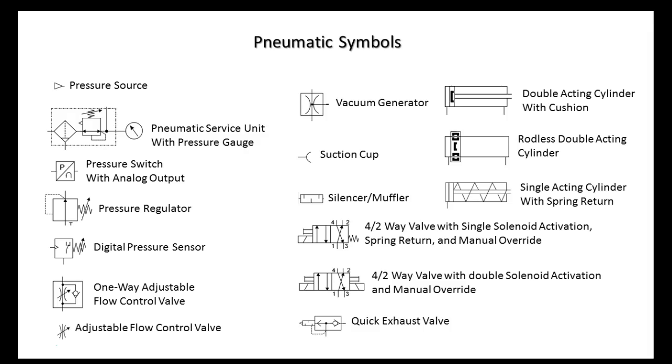This is a symbol of a double acting cylinder. This is a symbol of a single acting cylinder with a spring return. This is what we call a rodless cylinder. Now, a rodless cylinder, so we call this a rod. This is called the piston. This is called the rod.